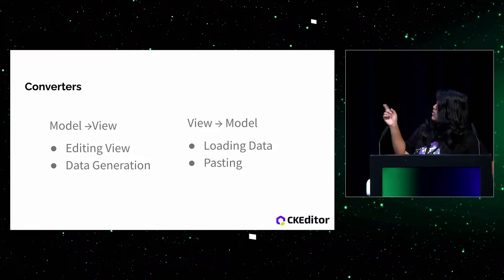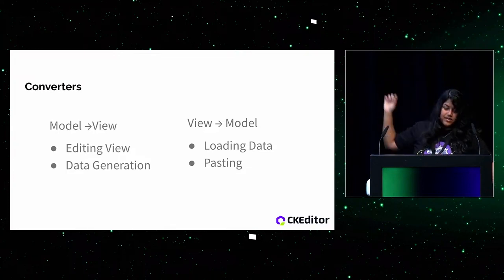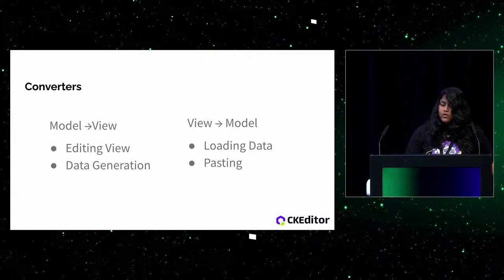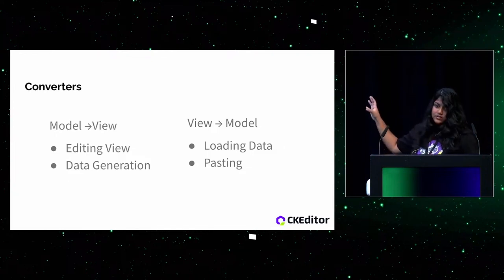And the view has to be converted to the model. In that, you're basically loading data to your editor. If you load HTML, or when you're pasting it, that's what's happening within the view to data model. So the view is really designed for usability. It allows users to see and modify content as it will appear in your final output.